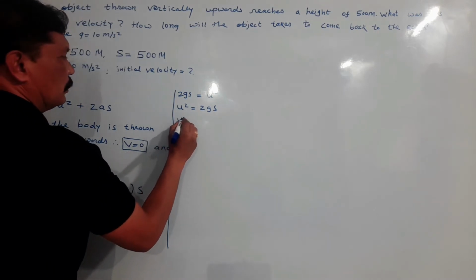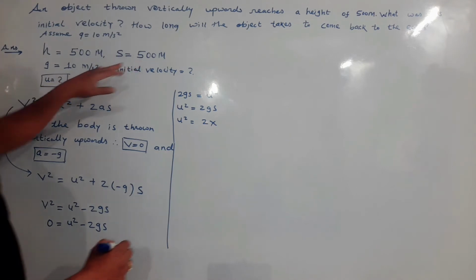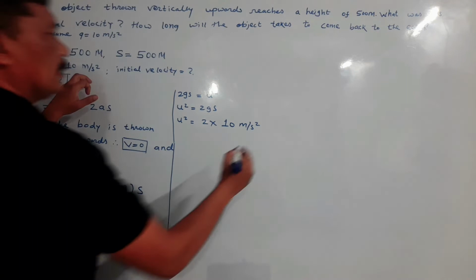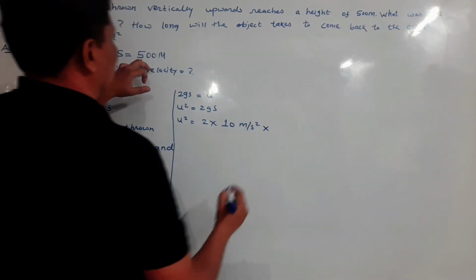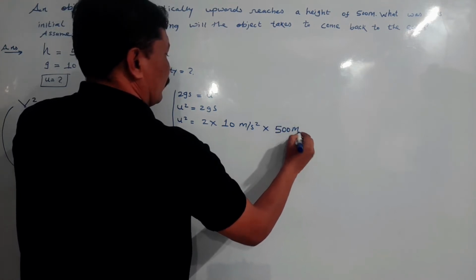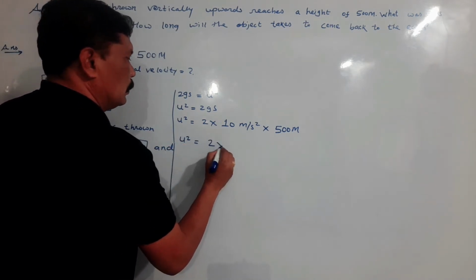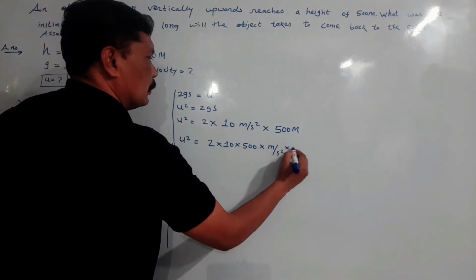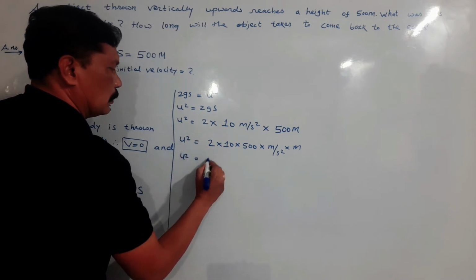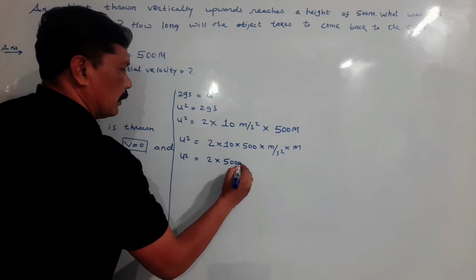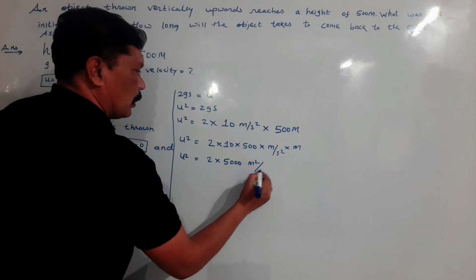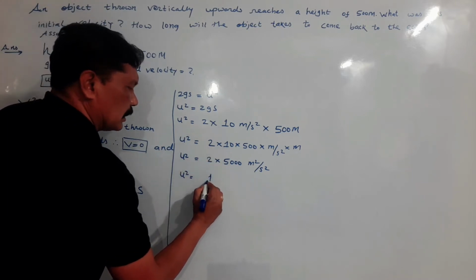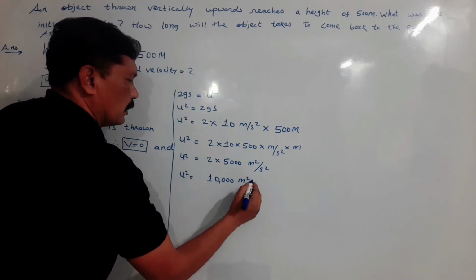Now we will put the value. u square is equal to 2 into acceleration due to gravity, which is given to us, that is 10 meter per second square, into s, which is given to us, that is 500 meter. u square is equal to 2 into 10 into 500 into meter per second square into meter. u square is equal to 2 into 5000, meter into meter, meter square upon second square. u square is equal to 10,000 meter square upon second square.